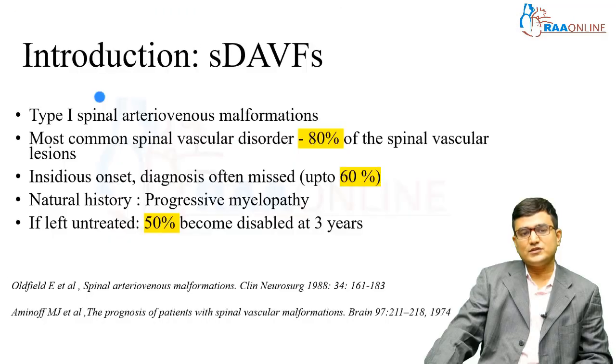With this index case we will go into the introduction of spinal dural AV fistulas. My talk is confined to the type 1 variety of spinal AV malformations. These are the most common spinal vascular disorder, representing 80% of spinal vascular lesions. They present with an insidious onset, and the diagnosis, as seen in our index case, is often missed in up to 60% of patients. The natural history is usually a progressive myelopathy, and if left untreated 50% of these patients become disabled at 3 years, just as we have seen in our index patient.